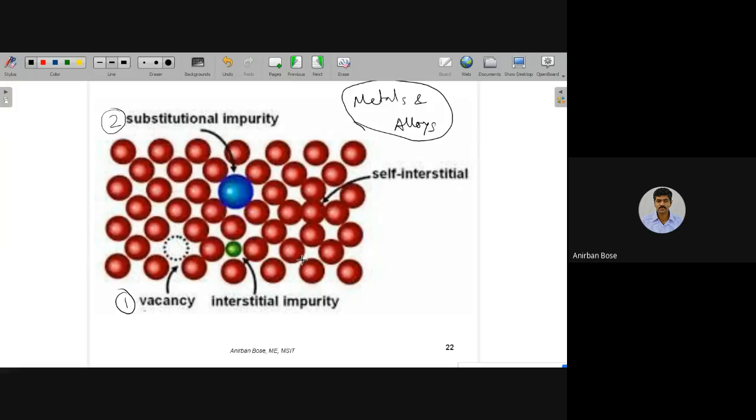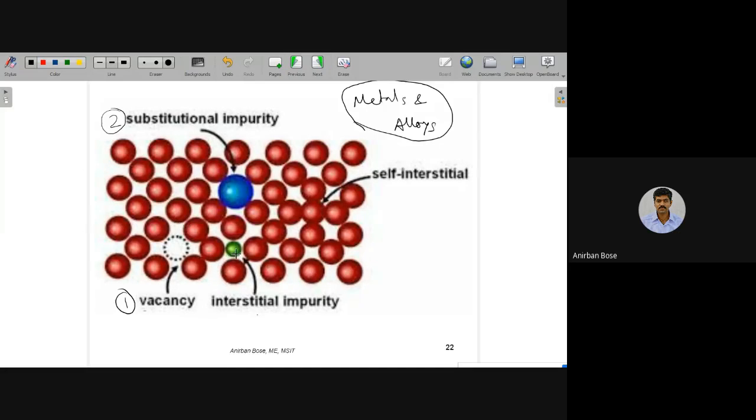The third one is the interstitial impurity atom. You know that within the crystal structure there are interstitial void spaces, and if atoms go into the interstitial void space, then that particular defect is called an interstitial impurity, or interstitial imperfection. Here you can see a different kind of atom occupying an interstitial void space.